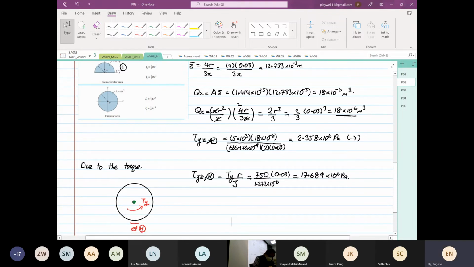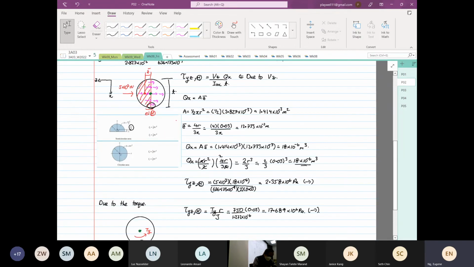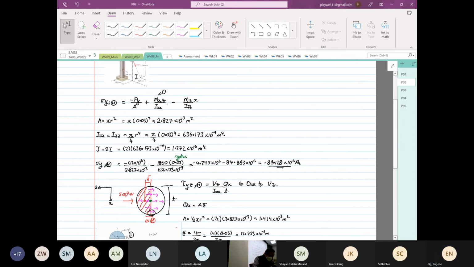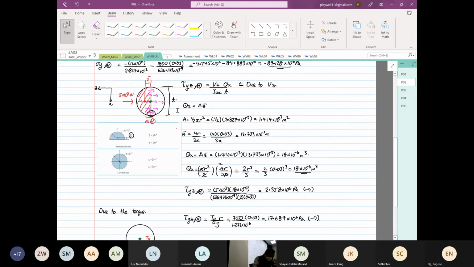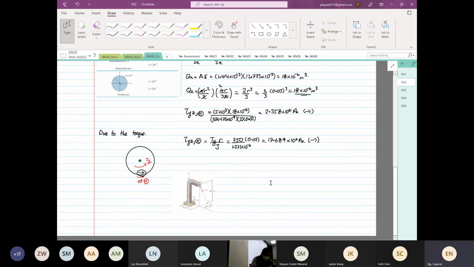So by looking at the direction, the direction is always also towards the right. Why towards the right? Because the torque is applying this way, so the shear stress will be going in this direction also. And the direction of the shear stress due to the torque and due to the shear flow are in the same direction. Okay. So now it's time to form our element. Let me get this image over here. Right, so we are going to sketch our element out.